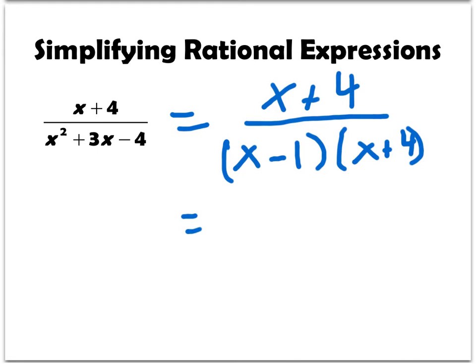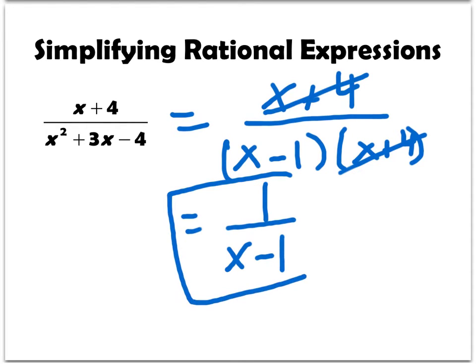Okay. Now, notice that the denominator has a factor of x plus 4 and the numerator has a factor of x plus 4. So those x plus 4s are going to cancel. So we have 1 over x minus 1. And so there we go. That's all there is to simplifying a rational expression. Factor the numerator and the denominator, try to cancel like factors, and we're all done.